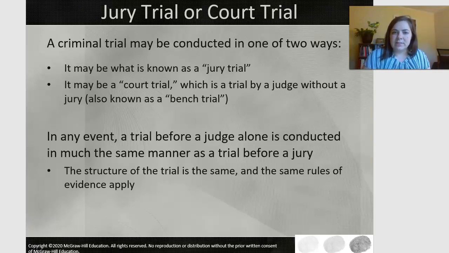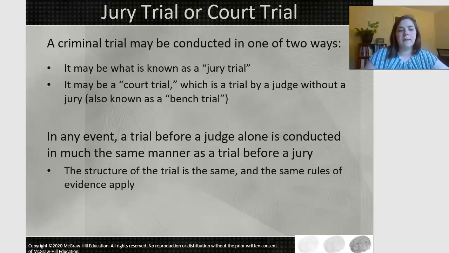Criminal trials can either be a jury trial or a court or bench trial. This would be a trial just in front of a judge instead of the 12-person jury. The trial doesn't change, and the same rules of evidence apply whether it's a jury trial or a bench trial.